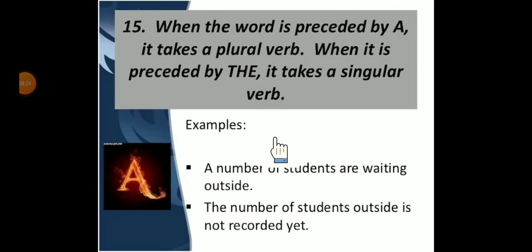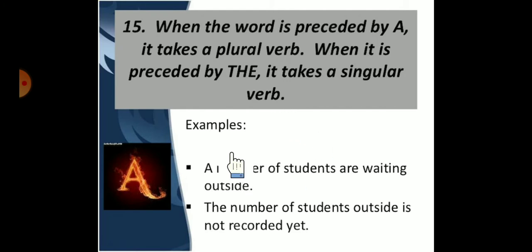Rule number 15: when the word is preceded by "a," it takes a plural verb. When it is preceded by "the," it takes a singular verb. So what does rule 15 say? When any word is preceded by "a," when the letter a comes in front of it, it takes a plural verb. When it is preceded by "the," it takes a singular verb.